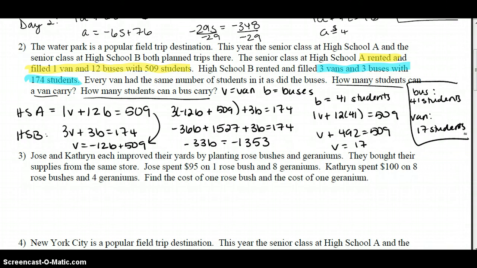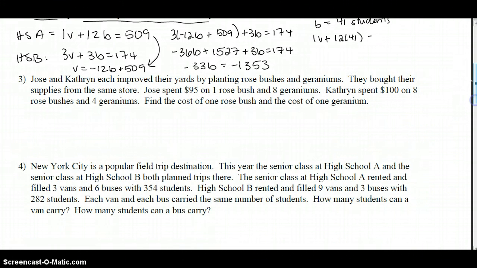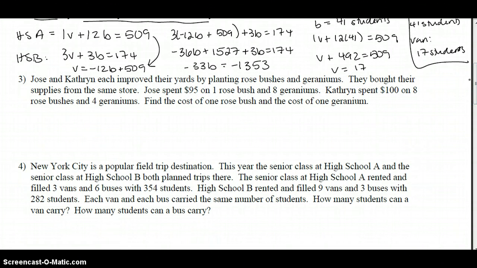All right, let's go ahead and take a look at number 3. So say Jose and Catherine each improved their yards by planting rose bushes. Okay, and we have that Jose spent $95 on 1 rose bush and 8 geraniums. And we have Catherine spent $100 on 8 rose bushes and 4 geraniums. Find the cost of each rose bush and the cost of 1 geranium.